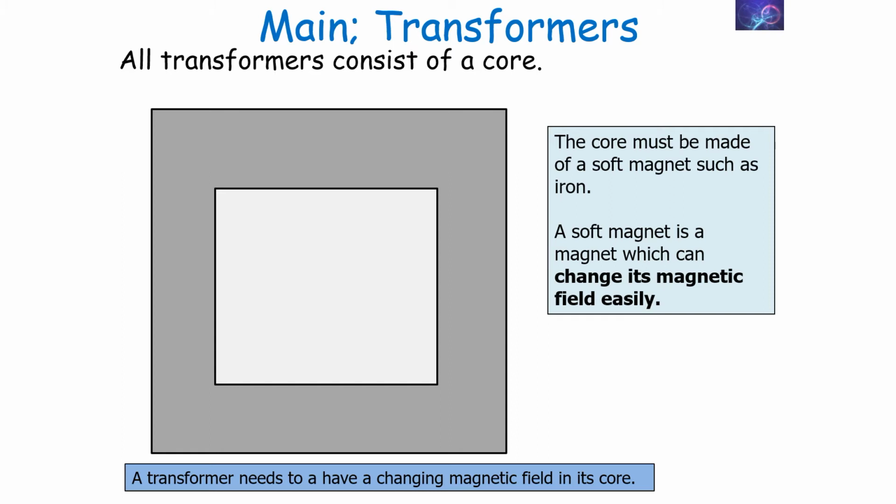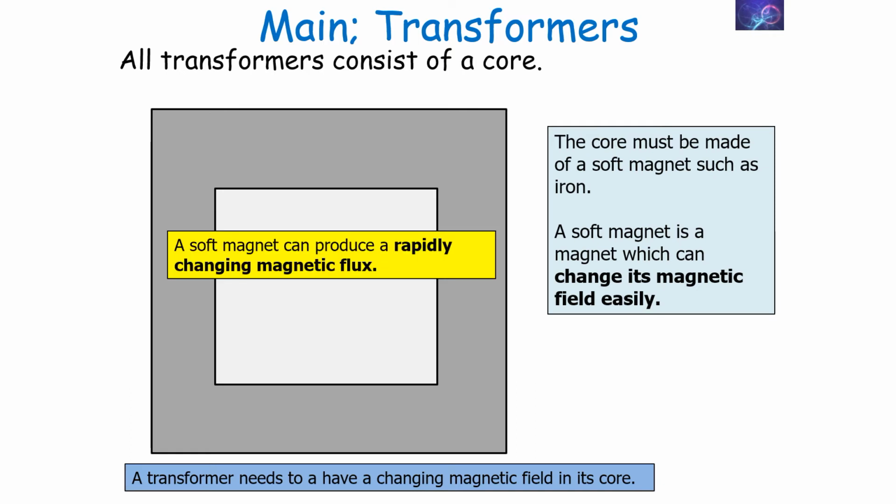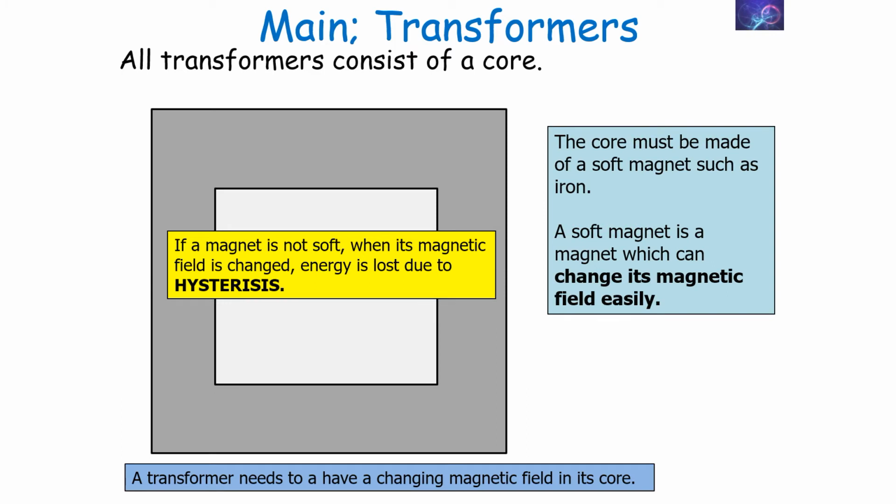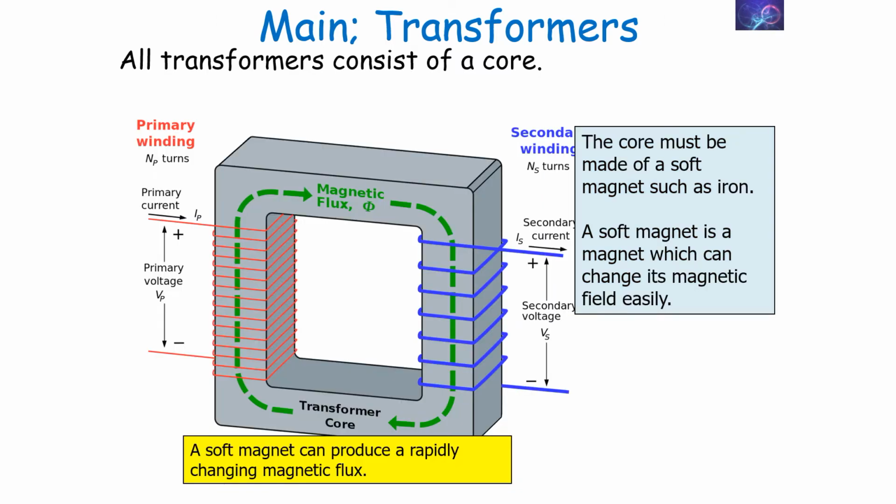This is because a transformer needs to have a changing magnetic field in its core. Now a soft magnet can produce a rapidly changing magnetic flux. Now if the magnet is not soft, when its magnetic field is changed, energy will be lost due to the process of hysteresis. Now the core needs to therefore be made of a soft magnet so it can produce a rapidly changing magnetic flux linkage.